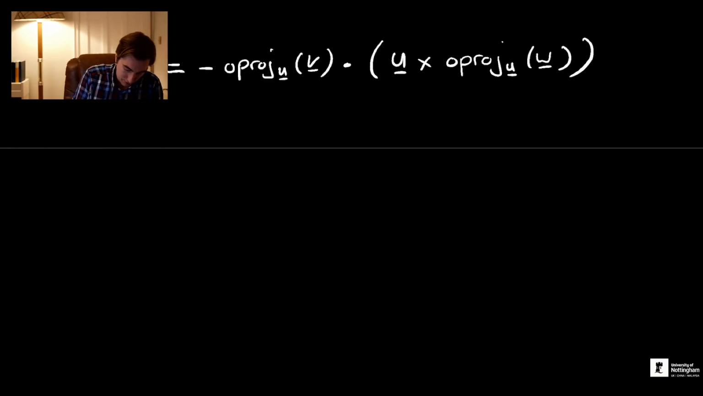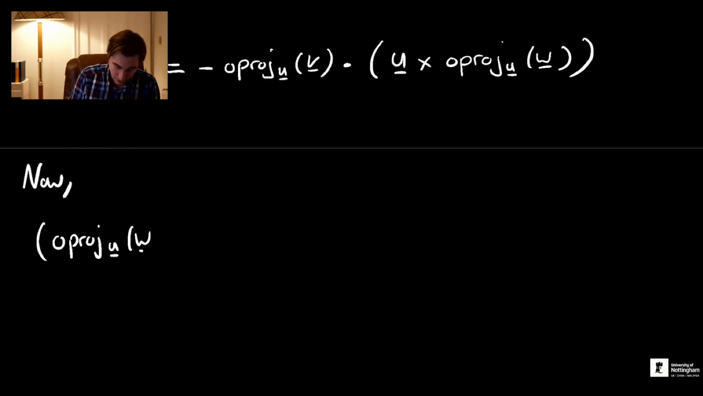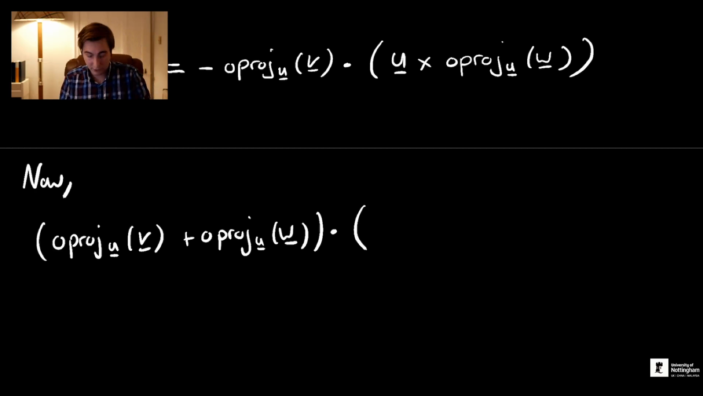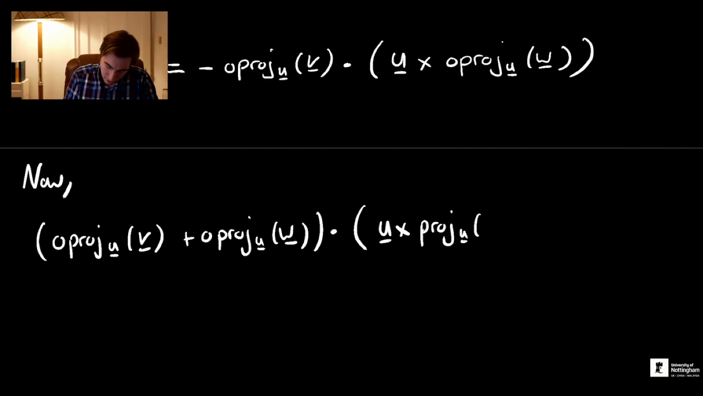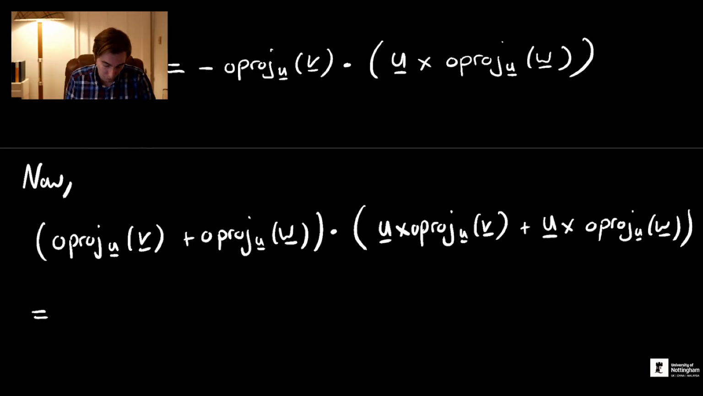So now we have the dot product. We want to do the orthogonal projection of V onto U plus the orthogonal projection of W onto U, and I want to dot that with our proposed thing, which before was U cross the projection of V onto U plus U cross the orthogonal projection of W onto U. Okay, so we can expand this using our distributive property for the dot product.